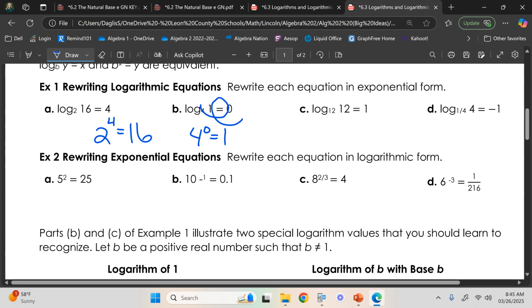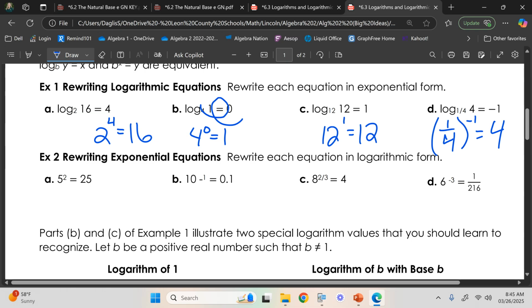Zachary, what's part C going to be transformed into? 12 to the first power equals 12. Beautiful. Jaden, how about part D? 5 to the power of what equals 1/4? -1. Good. Logs are always equal to my exponents, so that's your exponent of -1. Questions?